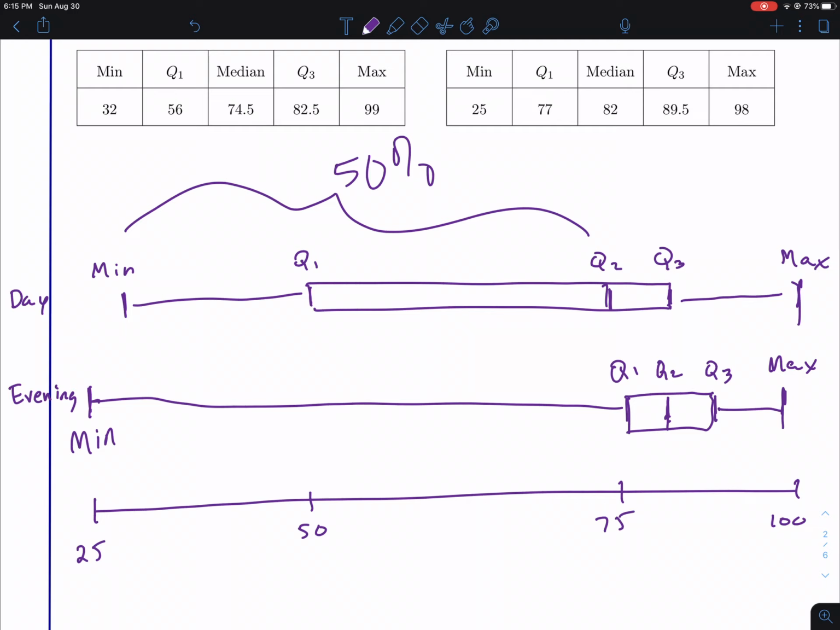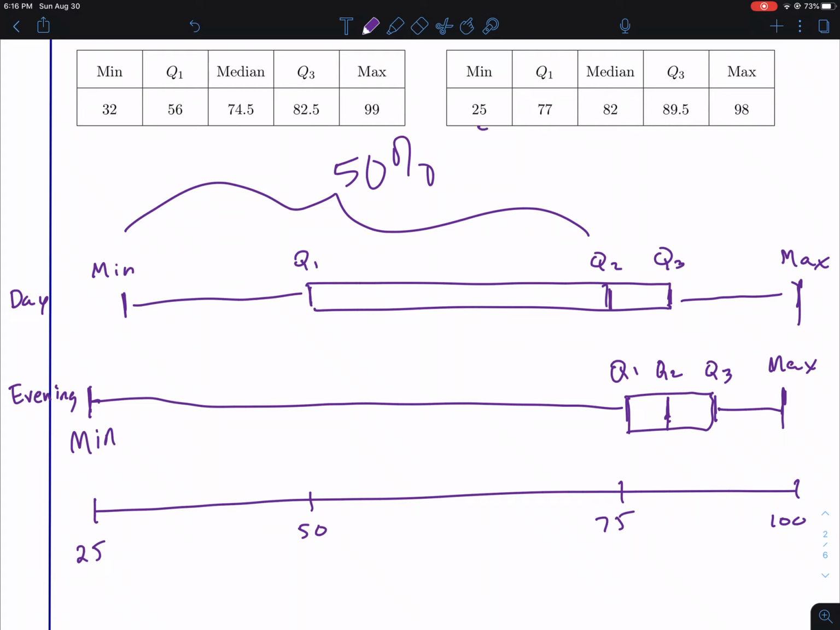So in this class, the bottom class, 50% had a score of less than 82. So the Q3 of the other class was actually 82.5. So it looks like the evening class did a little bit better, and you can see the way the data is all shifted to the right in this case, and there's not as much gap.